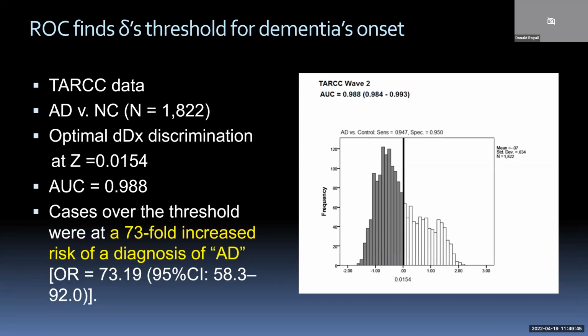And so you can also use the ROC to find the optimal point in the D-score distribution to convert individuals from no dementia into dementia. And in the case of this homolog, the ROC was 0.988 for that conversion. And if you were over the threshold, there was a 73-fold increased risk of being labeled by a clinician as a case of AD, relative to being on the other side of that threshold.